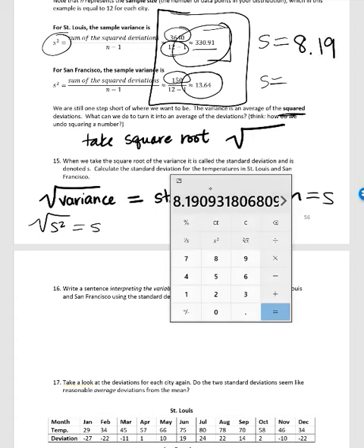8.19. Okay, let's do San Francisco, 13.64 square root. That looks right. Oh, I wonder if maybe I did the same thing. Okay, I'm gonna do this one again and make sure. Okay, that looks right.